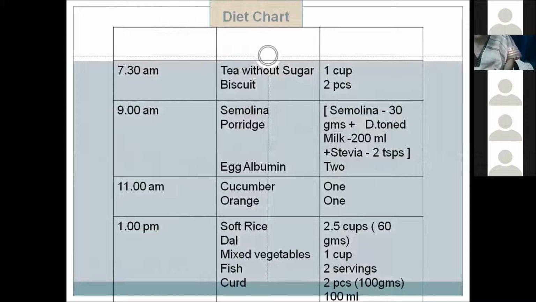Diet chart was this type: tea, biscuit, then semolina, then egg arrangement 2, then cucumber, orange, soft rice, dal, mixed vegetable, fish 2 serving, then dahi. Dahi contains probiotics. Probiotics are also very much important for COVID patients, for all, and especially for COVID with diabetes.